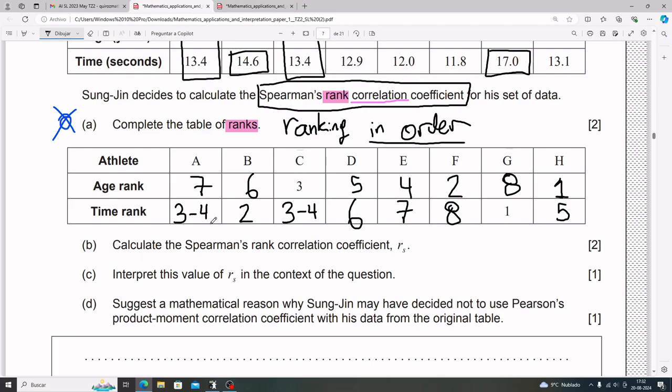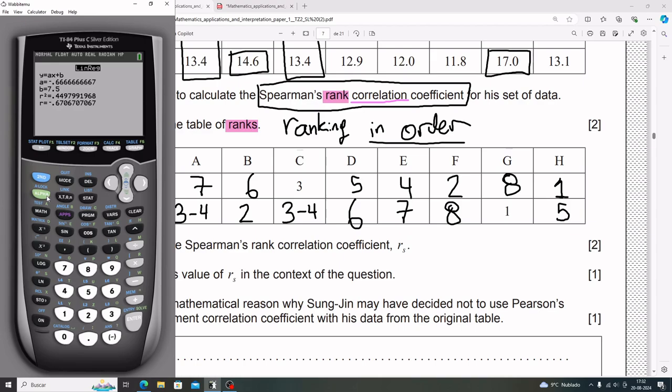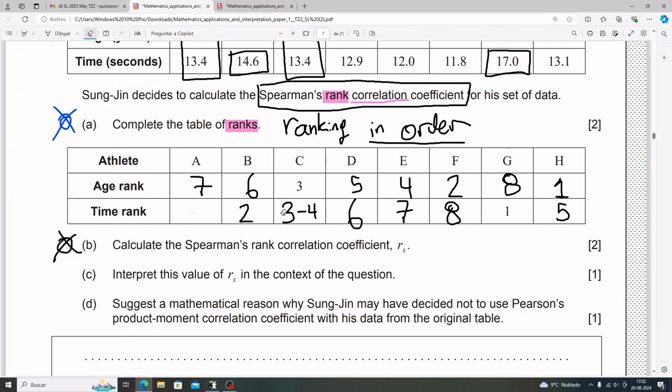I can't leave it as between 3 and 4 because the calculator is not going to like that. Because as you can see for part B, you need to calculate Spearman's rank correlation coefficient. And so if you plug in between 3 and 4 into your calculator, it's not going to like it. You can't leave it as an interval. So what is between 3 and 4? Between 3 and 4, you have 3.5. And so instead of putting between 3 and 4, you will be simply putting 3.5.